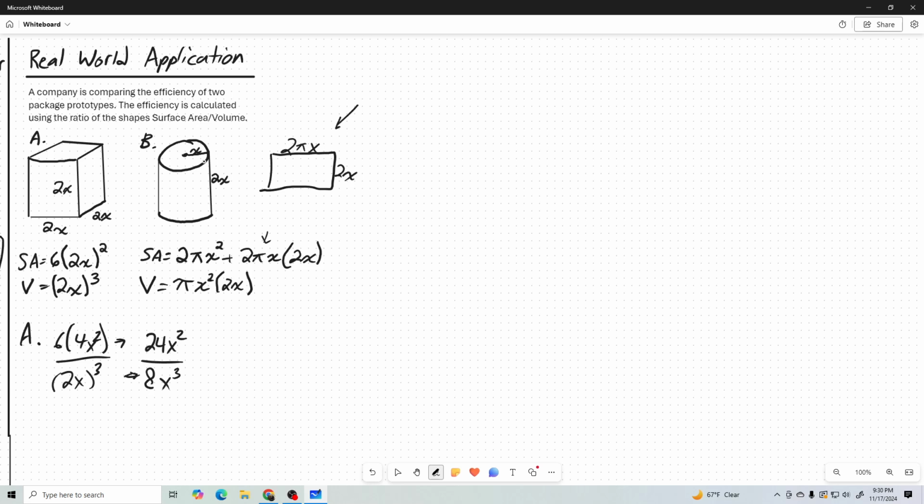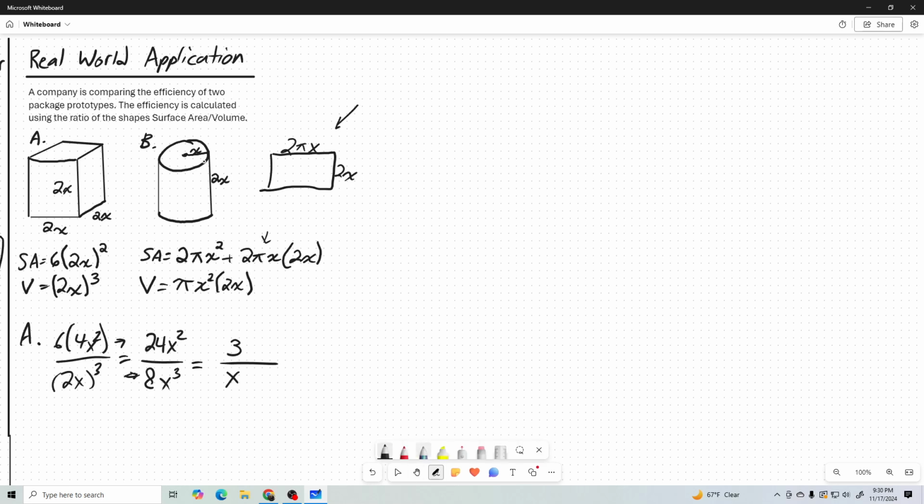So over here, 24 divided by 8 is 3. So we're going to have a 3 up top. And then if we have x squared on top and x cubed on the bottom, that's going to be x times x over x times x times x. We can scratch out 2 x's from each, and we're just going to have an x on the bottom. So this is just going to be 3 over x.